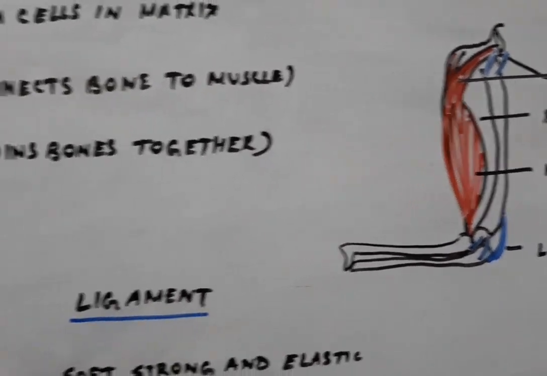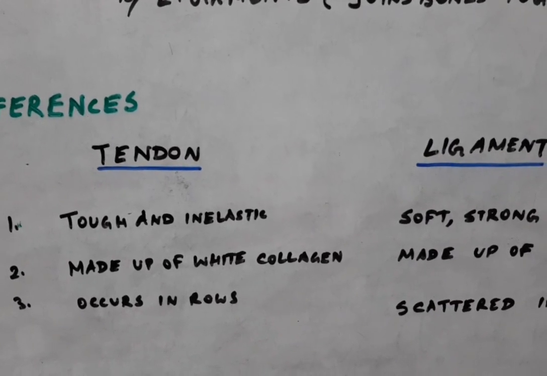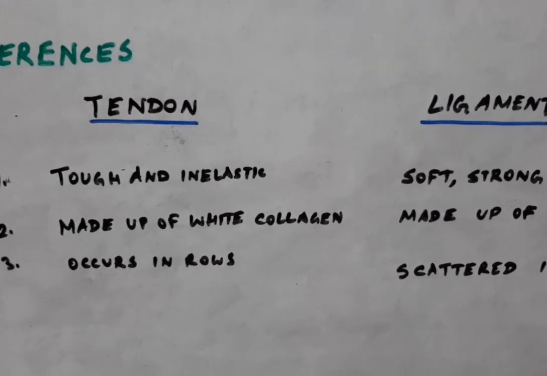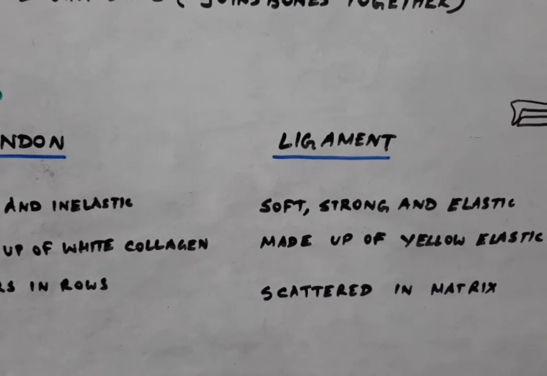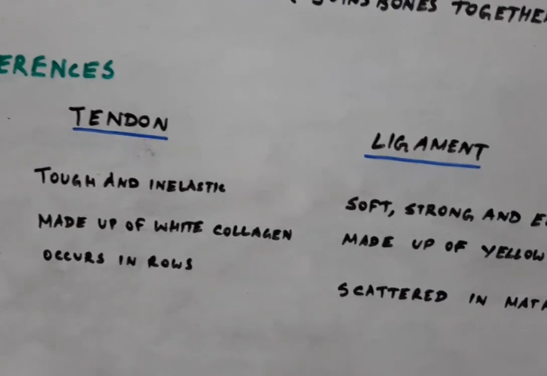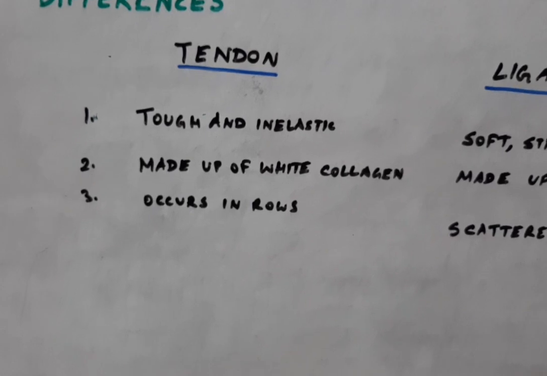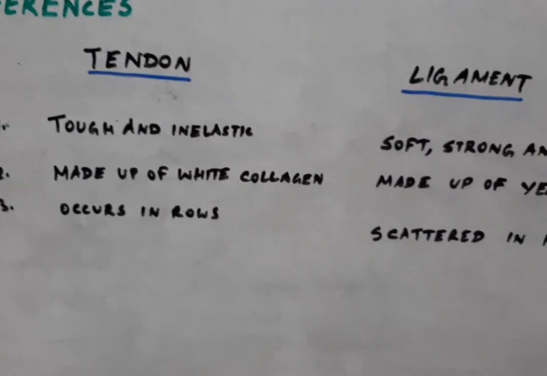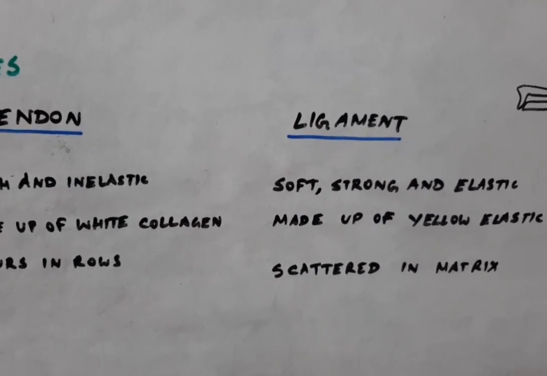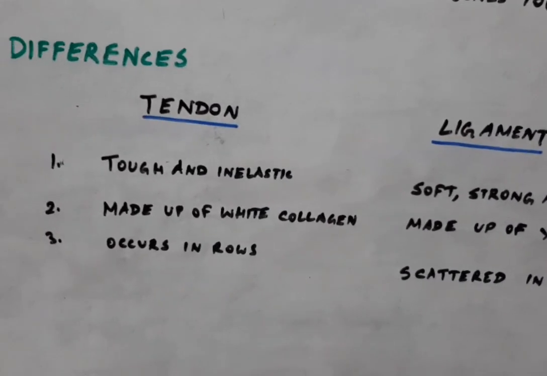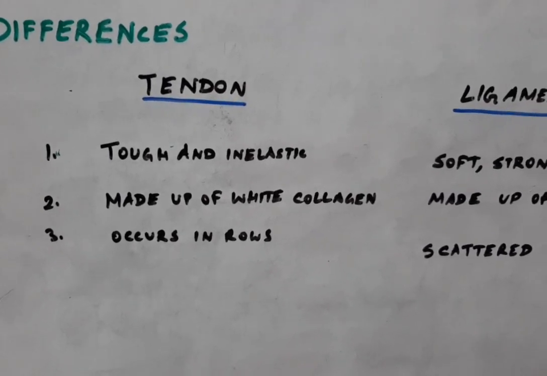Now let's look at the difference between the tendon and the ligament. Tendons are very tough and they are inelastic, that is they are not flexible, while ligaments are soft, strong and elastic. Next, tendons are made up of white collagen fiber, while the ligaments are made up of yellow elastic fiber but few white fibers. While in tendon, the yellow elastic fibers are totally absent.